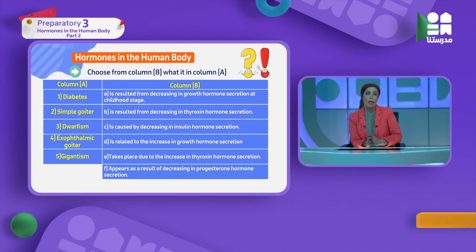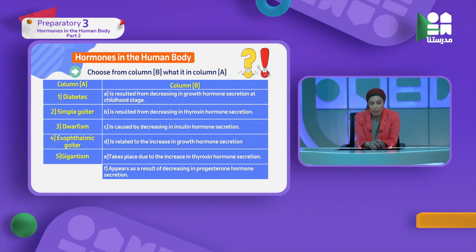First is diabetes. As I said before, when you solve this kind of question, ask yourself why diabetes happens, try to think about the reason or cause, say it, and then start to read the column and choose what you said by yourself. Diabetes is first a result of deficiency in insulin, so we look for anything with insulin. Number 1 says it is resulted from decreasing in growth hormone secretion. Of course diabetes has no relation to growth hormone, this is false.